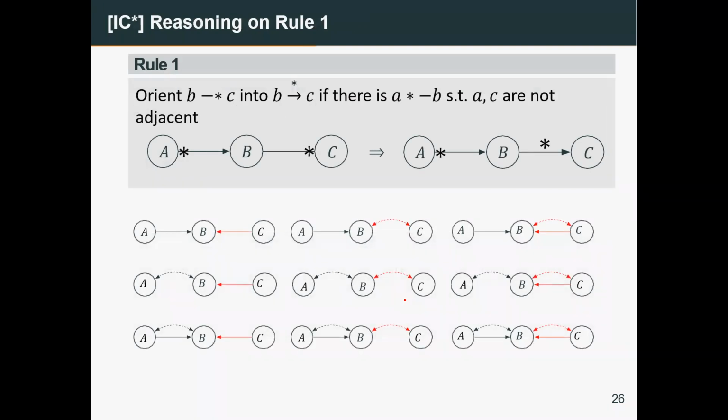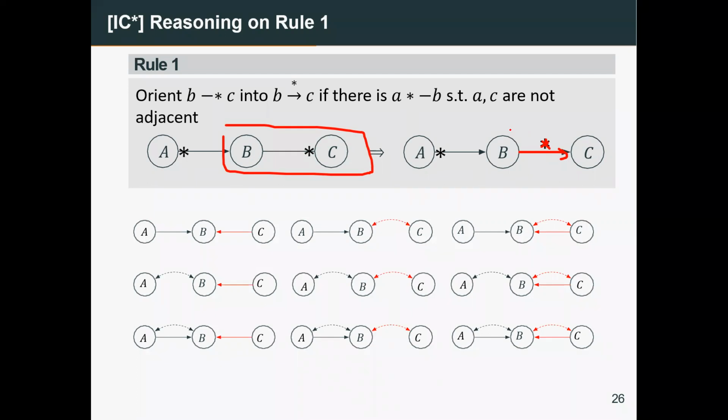So for the first rule, the idea is that if we know that there's A star and then some edge to B, and that there's B edge and then star going to C, then we can orient this edge B to C so that it becomes a directed edge from B to C. So essentially what we're saying is that there can't be any latent variables between B and C in this case. Or yeah, we're eliminating the possibility of latent variables confounding B and C.